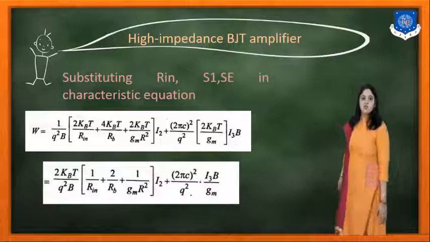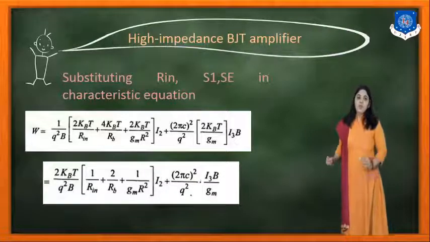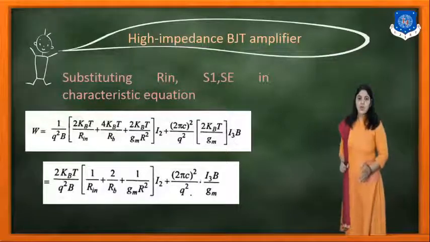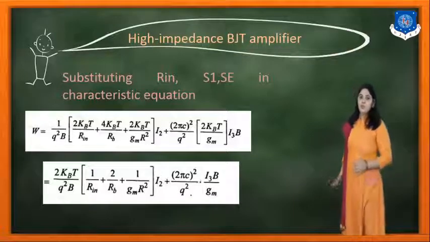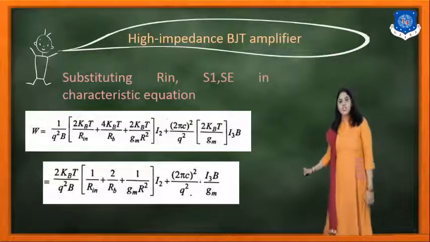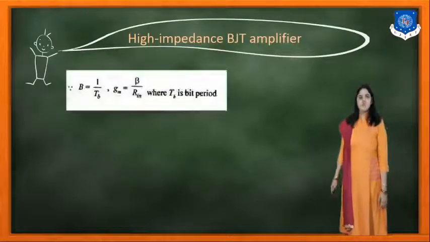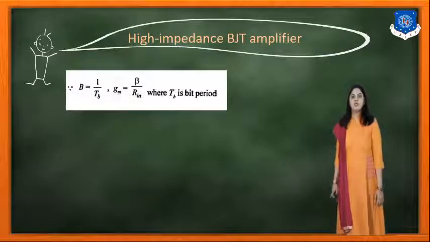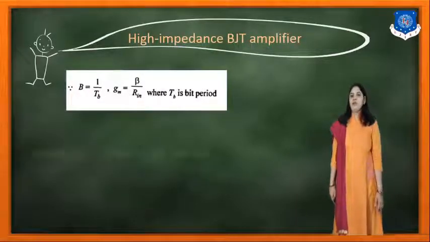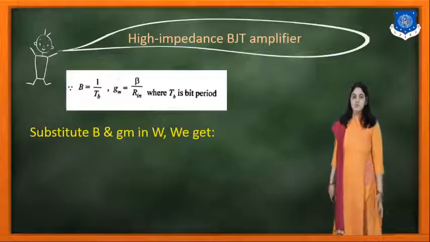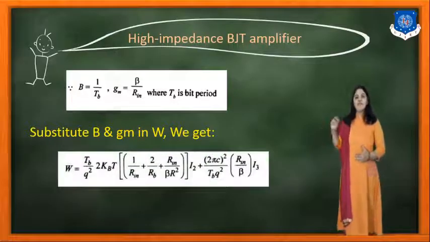So that is equal to 2 kBT upon Q square B in bracket 1 upon R in plus 2 upon RB plus 1 upon Gm into R square, into I2 plus 2 pi C whole square upon Q square into I3 B upon Gm. Therefore B is equal to 1 by TB and Gm is equal to beta upon R in, where TB is the bit period. So substituting this B and Gm in W, we can get the final equation.